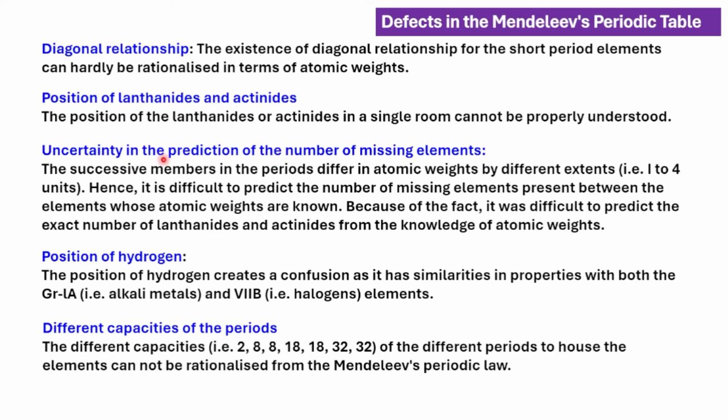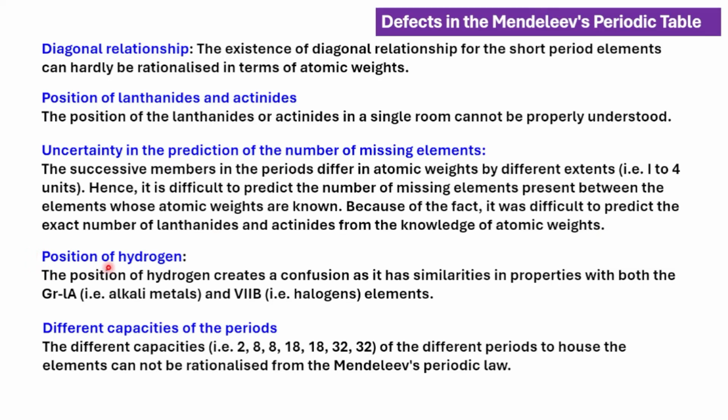The next one is uncertainty in the prediction of the number of missing elements. The successive members in the periods differ in atomic weights by different extents, that is 1 to 4 units. Hence, it is difficult to predict the number of missing elements present between the elements whose atomic weights are known. Because of this, it was difficult to predict the exact number of lanthanides and actinides from the knowledge of atomic weights. So if you know two elements with a large atomic weight gap, you cannot predict how many more elements will fit in between those two elements, right?